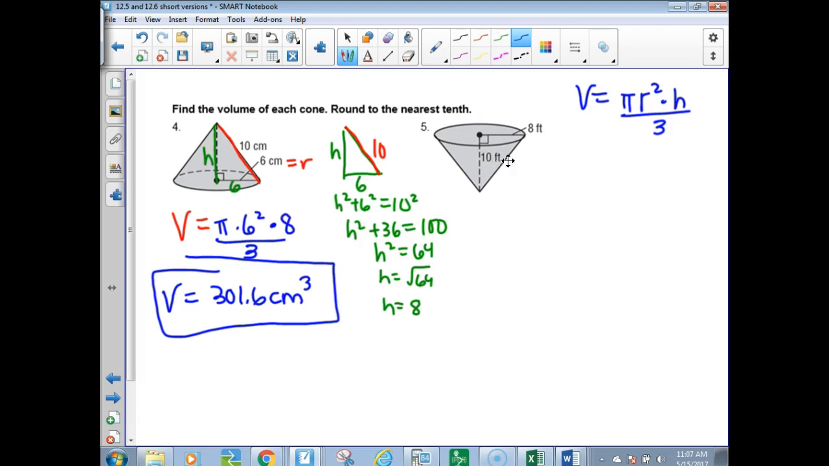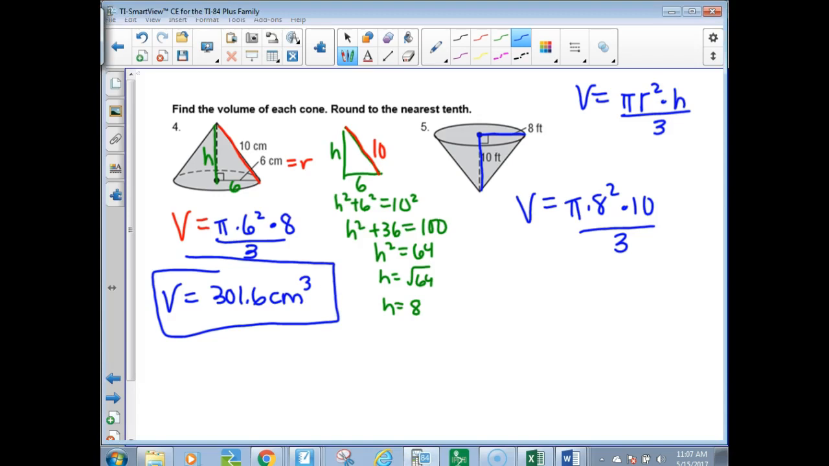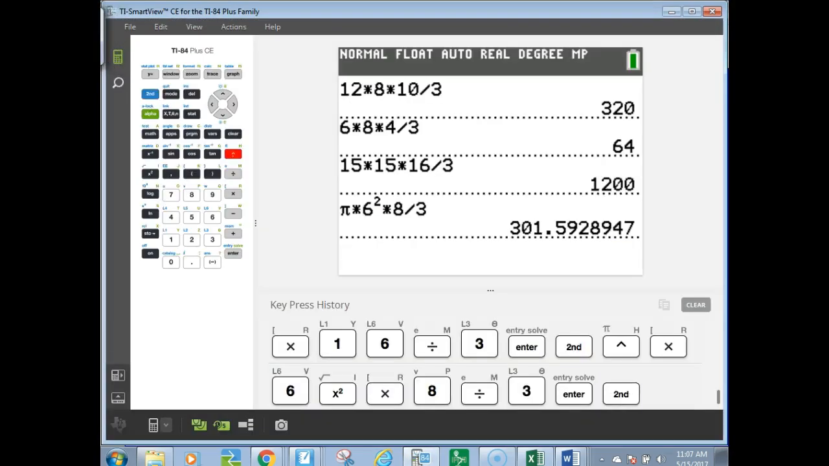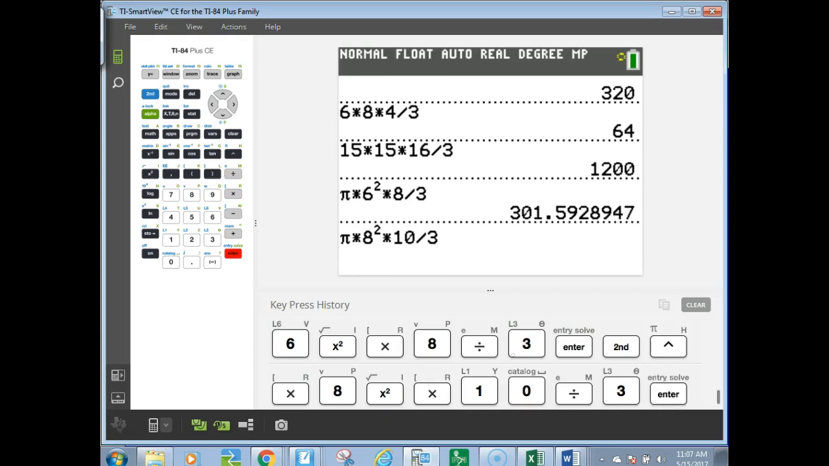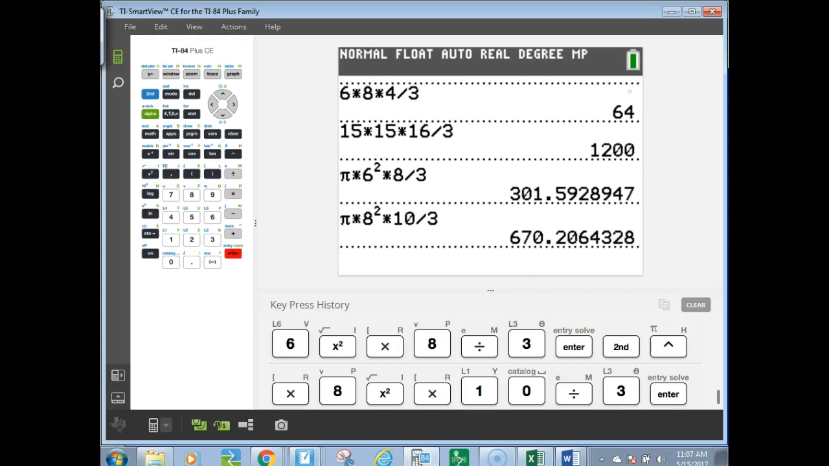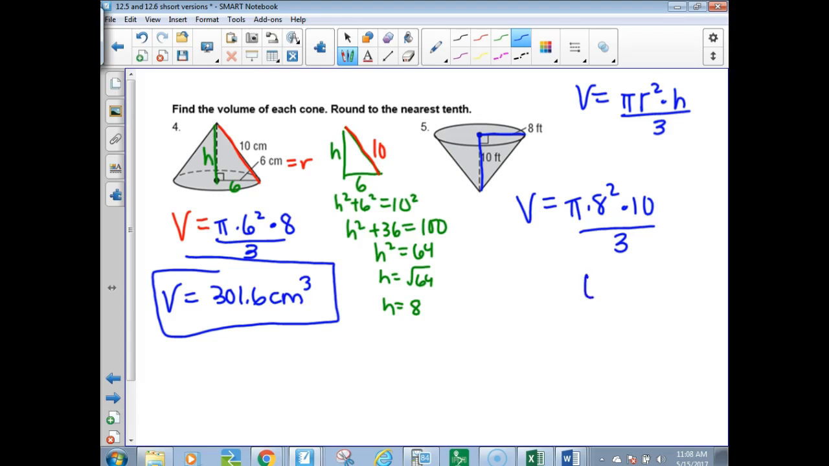Okay, the next one's ready for us to go because the height is given to be 10 and the radius is 8. So the volume is pi times 8 squared times 10 divided by 3. That's 670.2 cubic feet.